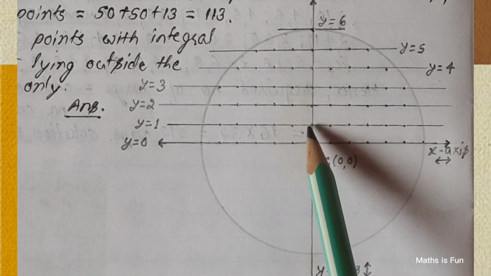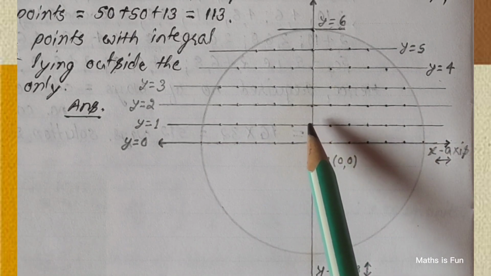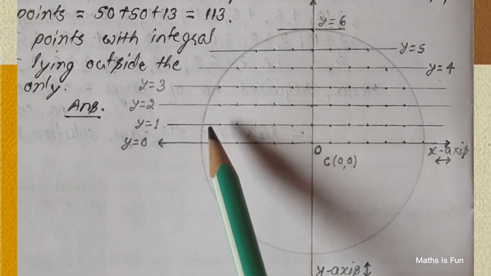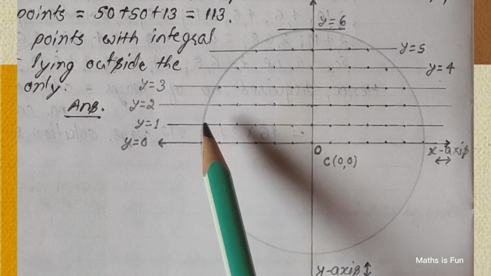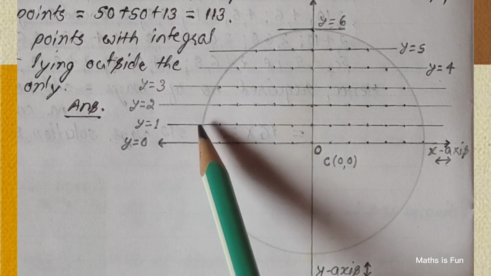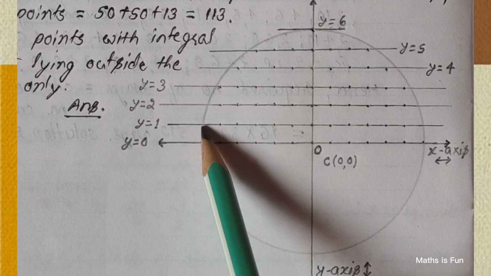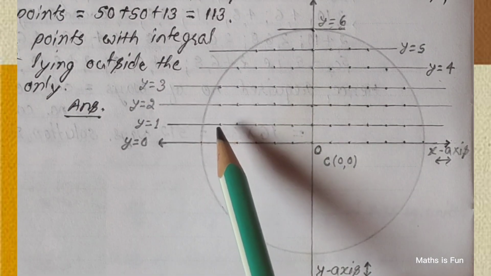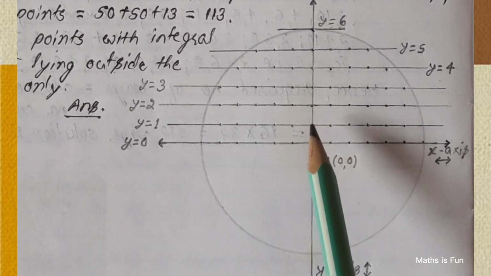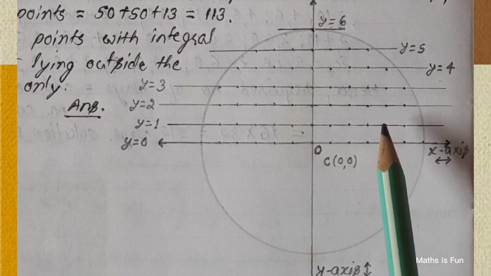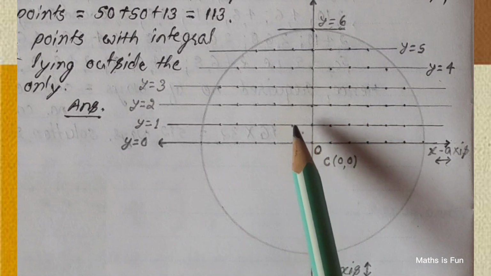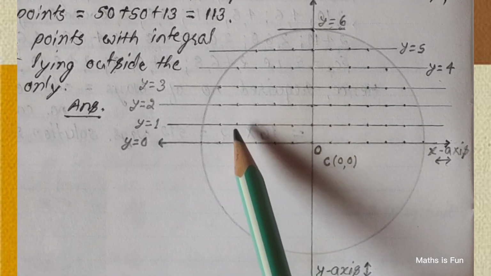For example, if we put y equals 1 in the equation x squared plus y squared less than or equal to 36, then we'll get the value of x equals plus or minus 5.91. So minus 5.91 represents this point on the circumference of this circle. So there are 5 integer points to the left of the y-axis and 5 integer points to the right of the y-axis and 1 point on the y-axis. That means there are a total of 11 points on the y equals 1 line.